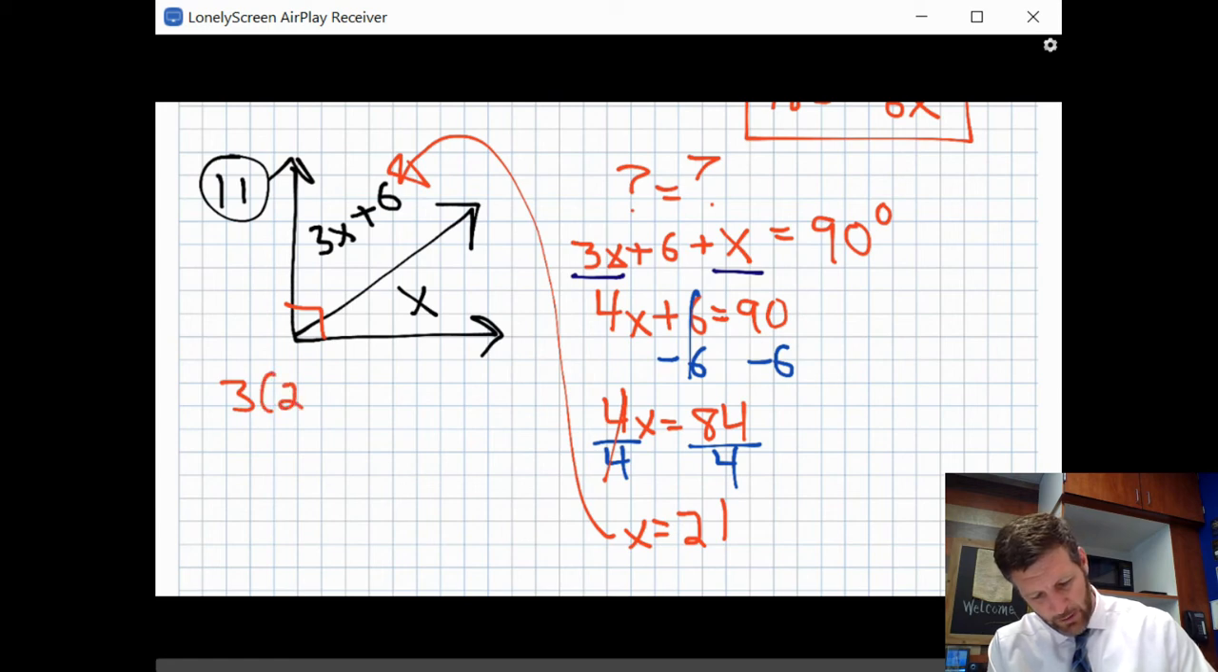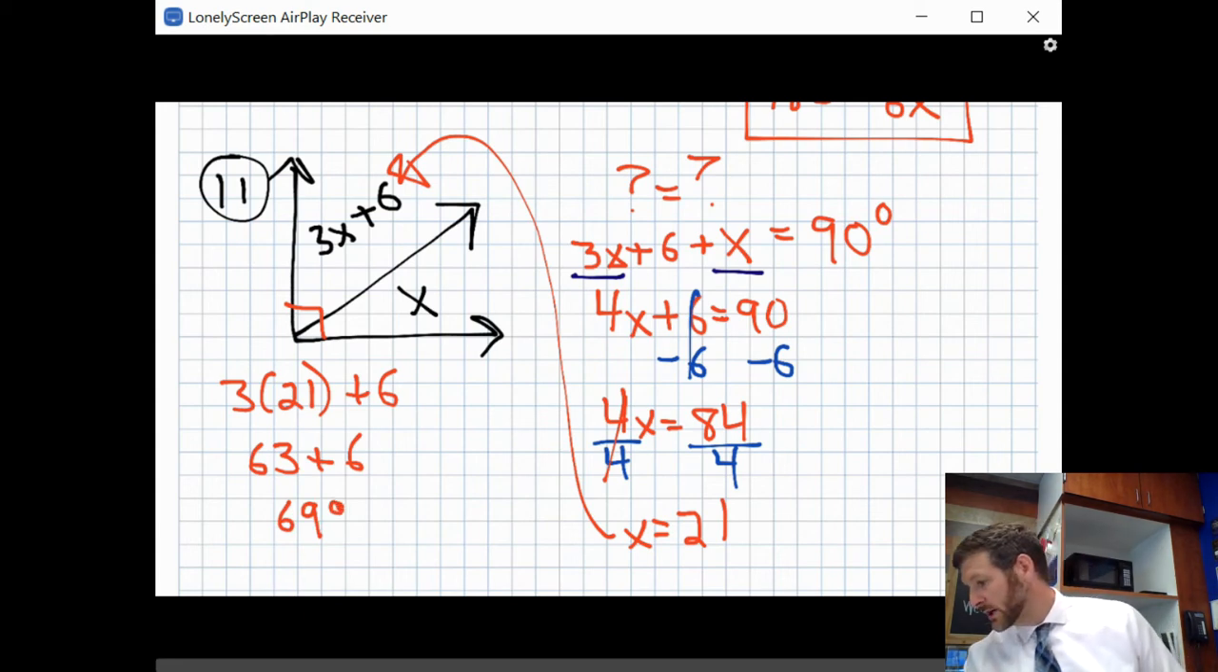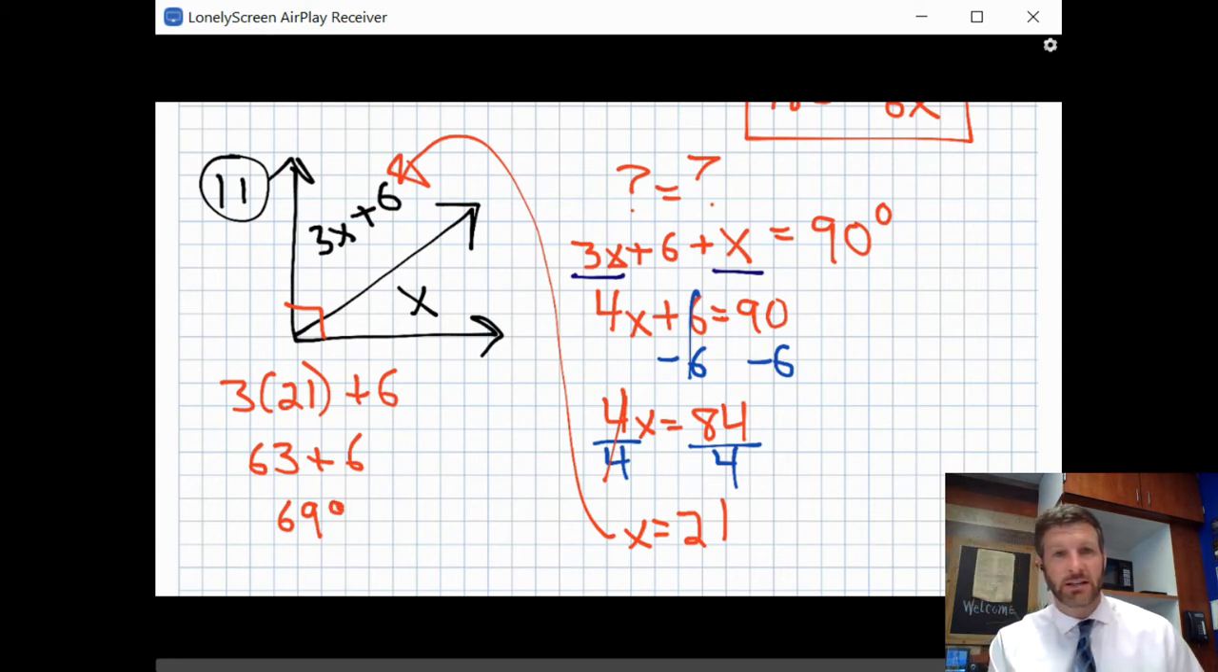3 times 21, 3 times the angle, plus 6. Okay, so that's 63 plus 6, 69. It is an angle, so 69 degrees. I check my answer because it's not about just getting it done. I want to actually learn something and know if I did it right, and that is correct.